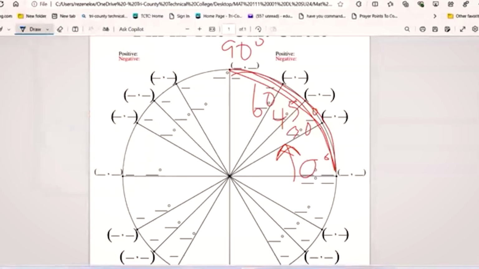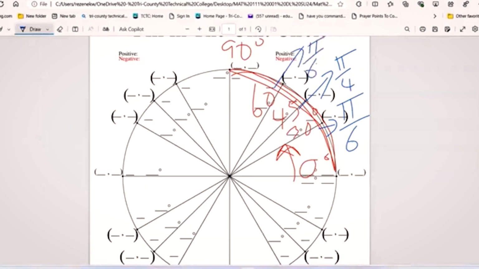Remember, we talked about 30 degrees, and we found out that 30 degrees is pi over 6 radians. We talked about 45 degrees, and we found it to be pi over 4 radians. We found 60 to be equal to pi over 3 radians. We found 90 to be equal to pi over 2 radians.